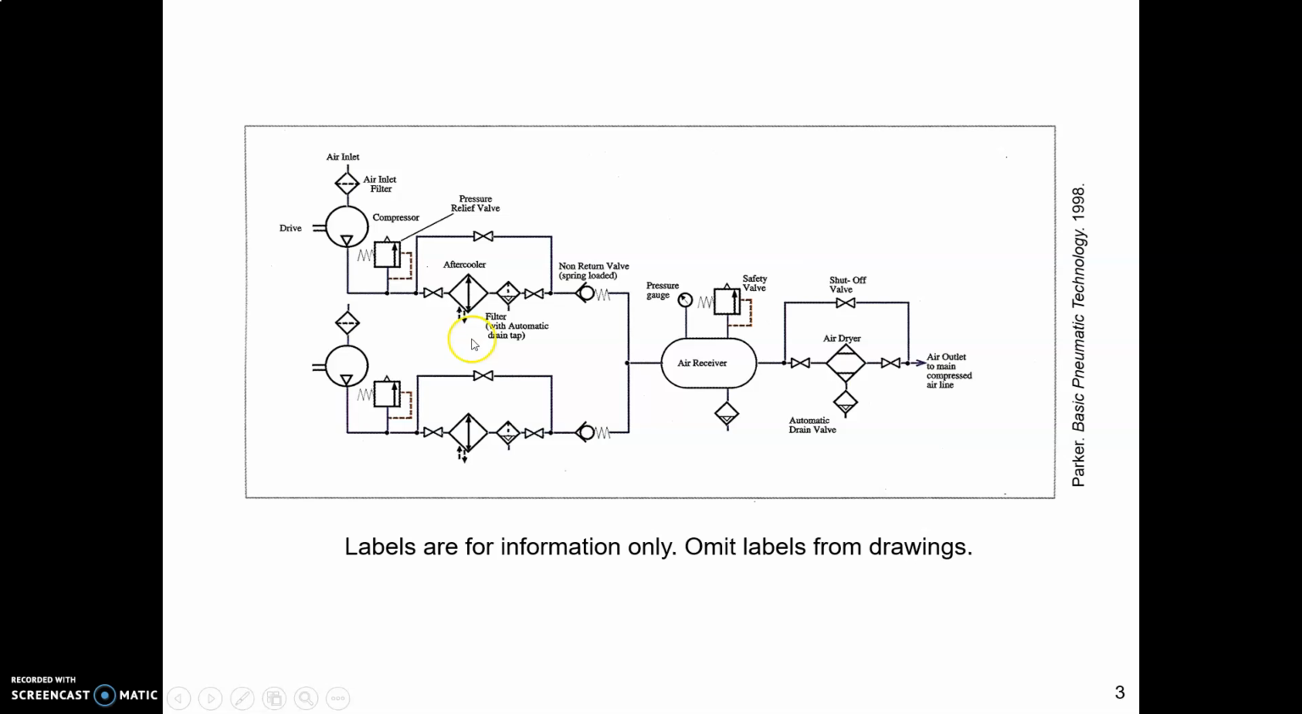So, a couple of symbols we have not seen before. Here's a filter that has a, it's called a water trap, I think. There's a water trap and a drain that you can drain the water out of. And then here's a thing called an aftercooler for cooling the air. The air gets hot when it comes out of the compressor, and so this is a little chiller thing that chills the air before it goes into the receiver and the other stuff.